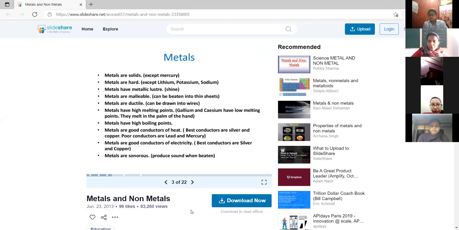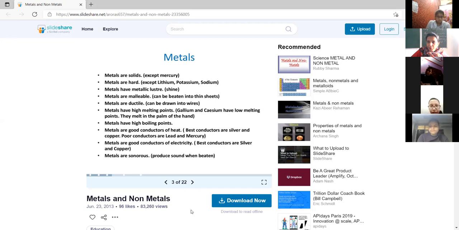So let's study first of all how metals look physically, meaning appearance, shape, color, size, how they look. Metals are solids, hard, metallic luster is there, malleable, ductile, high melting and boiling points, good conductors of heat and electricity, plus they are sonorous. I hope you know each definition, and there are exceptions in each and every case.